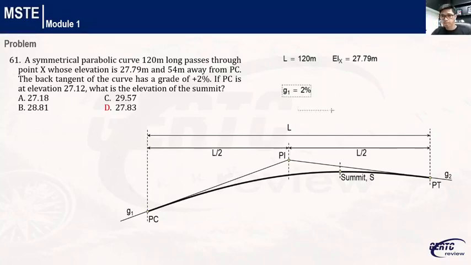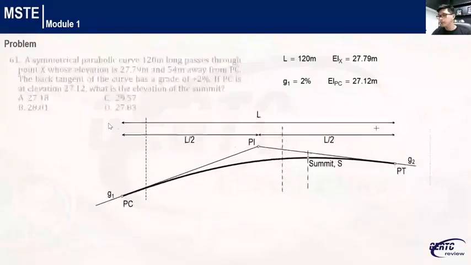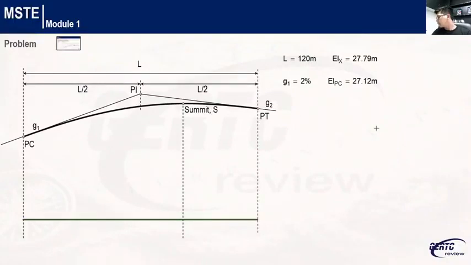Elevation of the PC. The elevation of PC, tawagin ko na lang siyang ELPC, is equivalent to 27.12 meters. Alright. So again, i-draw natin yung grade diagram. So ganito lang yan. The grade here is positive G1, no? That is the 2%. And approximation ko lang ito, no? Wala tayong G2. So of course, dapat negative yan. Summit curve yan kasi. Okay? Negative siya because this grade, itong grade na ito, that is descending. Okay? So negative somewhere here, and ito yung grade diagram natin.